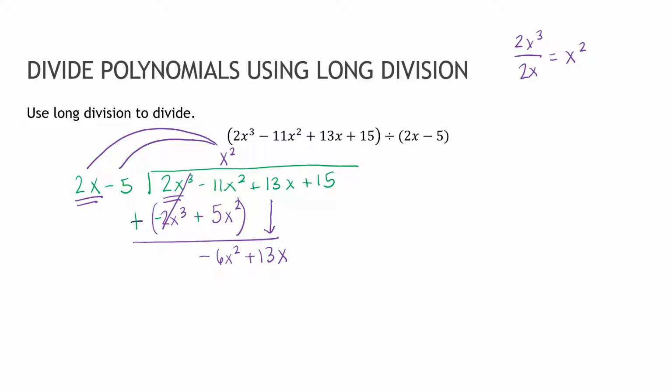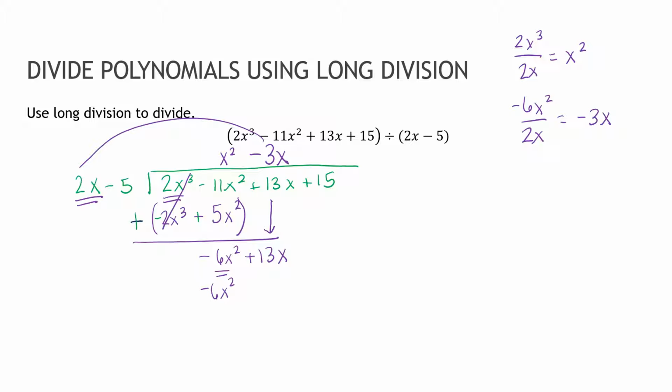And now I essentially repeat the process, looking at 2x and negative 6x squared. So again, what do I take times 2x to get negative 6x squared? Or what do I get when I divide them? I get negative 3x. So that's my next term on the top, which is my solution. Negative 3x, I'm going to take times both. So negative 3x times 2x, negative 6x squared. Notice those always match up. Negative 3x and negative 5 is positive 15x, but I'm subtracting everything, which means I'm adding the opposites.